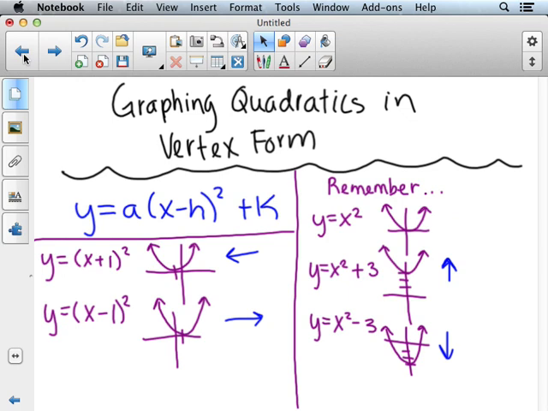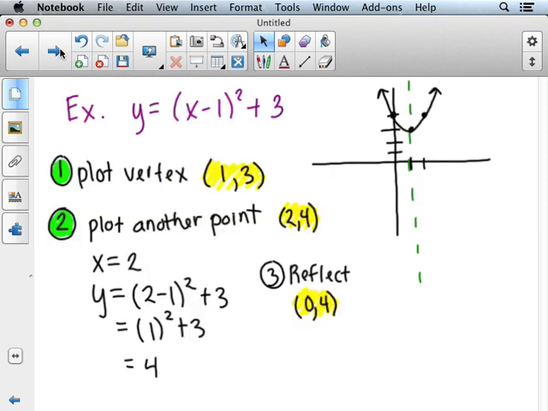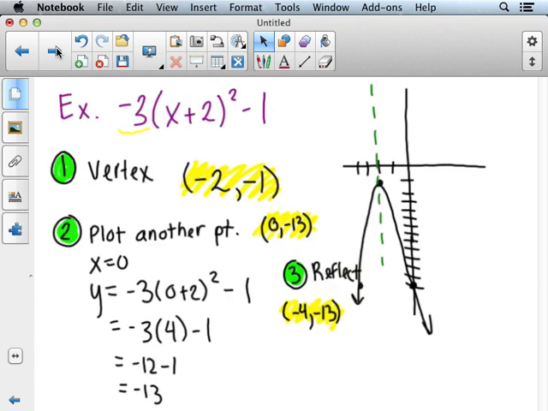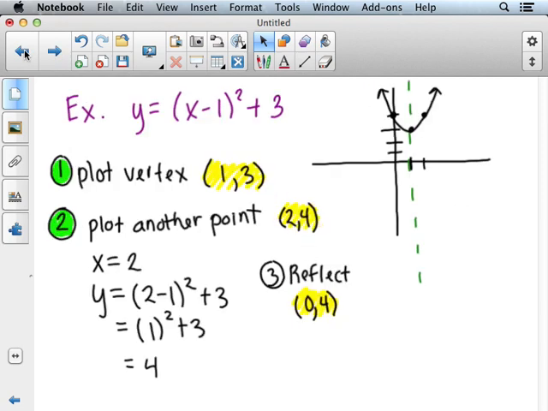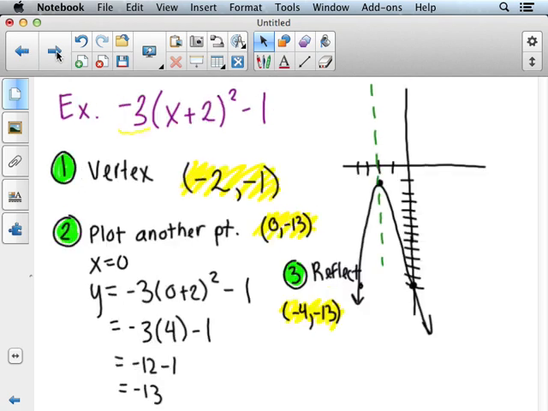Remembering your shifts up and down, left and right will help you understand where the vertex comes from. Remembering that if you have a positive a value, it's a happy face, like here. If you have a negative a value, it's a frowny face, like here. Also, this hasn't been stretched at all or compressed. It's not taller and skinnier or shorter and fatter because a is just 1. Here, it's taller and skinnier because this is the 3, without thinking about the negative, is bigger than 1.